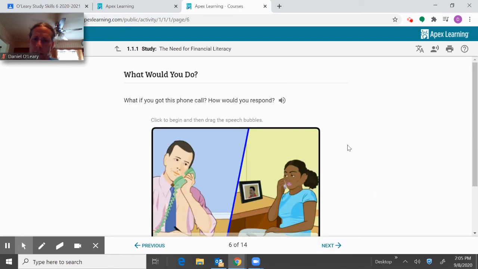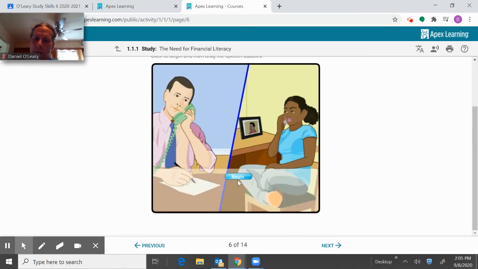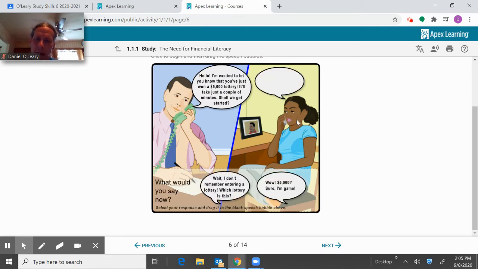Okay, so if you click on this, it'll give you the situation and how would you respond if you got this phone call. When you begin, it shows you little speech bubbles of what would happen and then how the girl on the right responds, and then you would drag what you think the right answer should be, and it'll take you through that whole scenario.